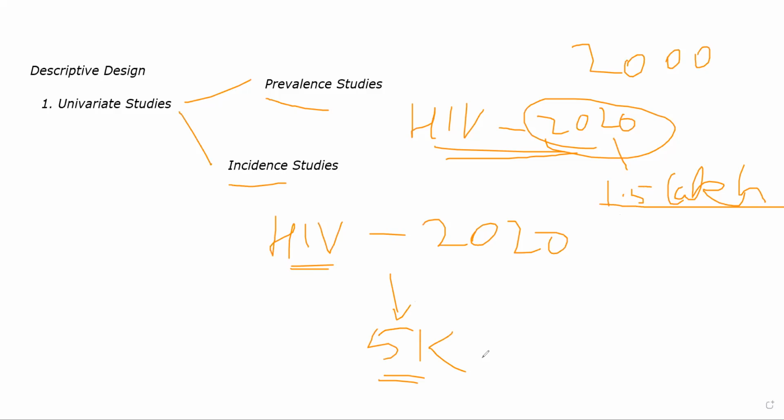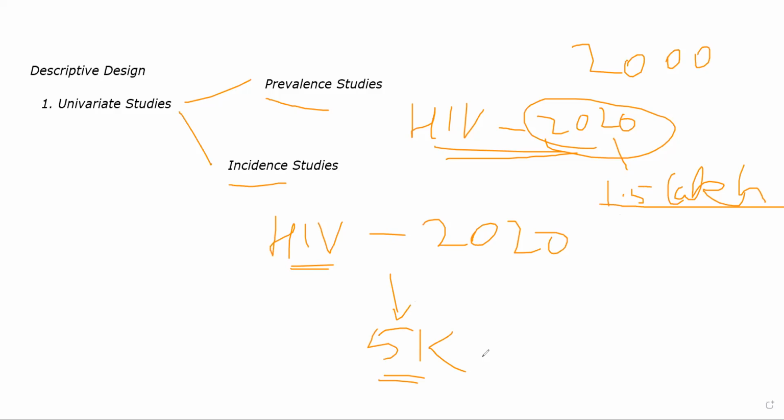ठीक है 5,000 10,000 whatever it is number. यहाँ पर incidence में you are only measuring the frequency of developing new cases. ठीक है, this is a longitudinal design. Generally incidence is done for a year. More often than not, it will be done for a year. What are the new emerging cases of one particular condition in that year? ठीक है, those will be incidence.